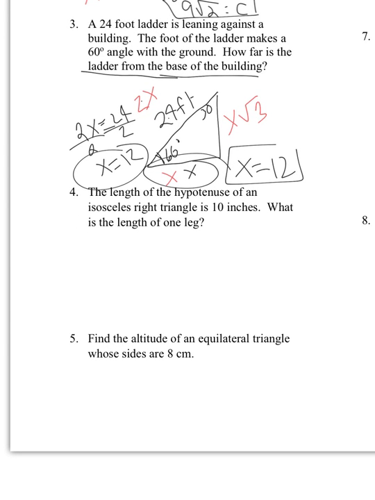Number 4, the length of the hypotenuse of an isosceles right triangle is 10 inches. So you have an isosceles right triangle. That means two sides are congruent. That makes it a 45, 45, 90 right triangle. Hypotenuse is 10. Again, formula. You'll have the formula chart tomorrow.